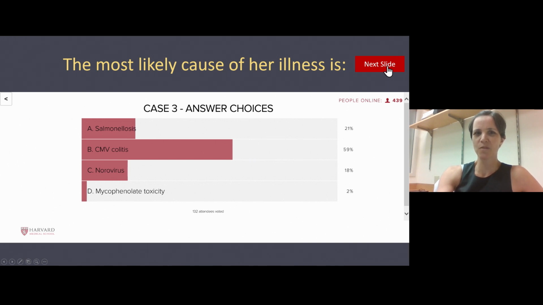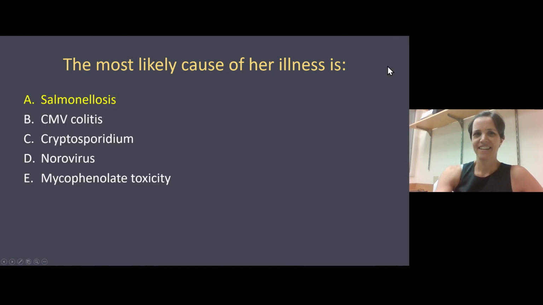Now, it looks like most people like CMV colitis and then equally norovirus and salmonella. This is one of my favorite questions, although when we did the automated voting, I didn't get cryptosporidium in there. It's one of my favorite questions because everybody wants to answer CMV, and I will explain to you why on the next slide, why it's not CMV.